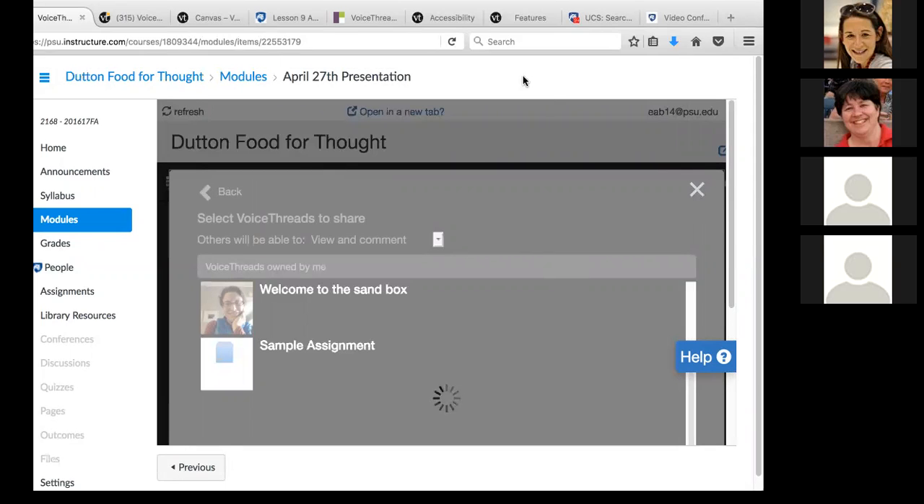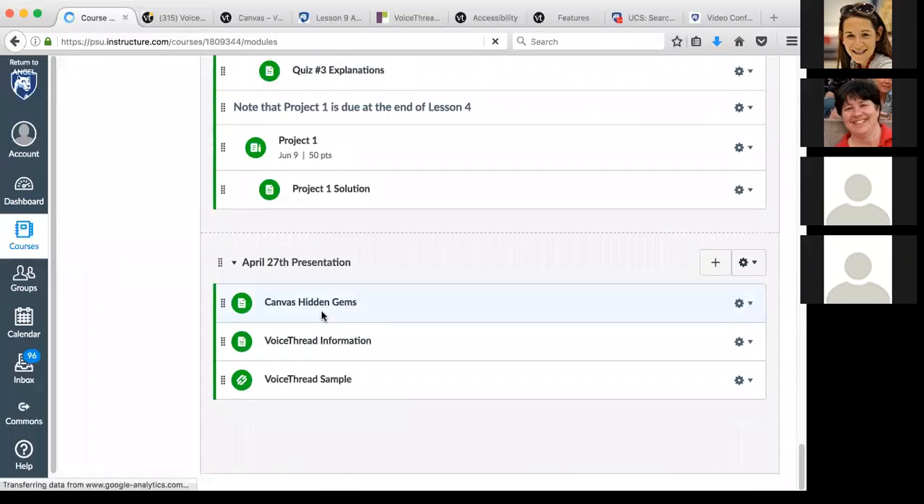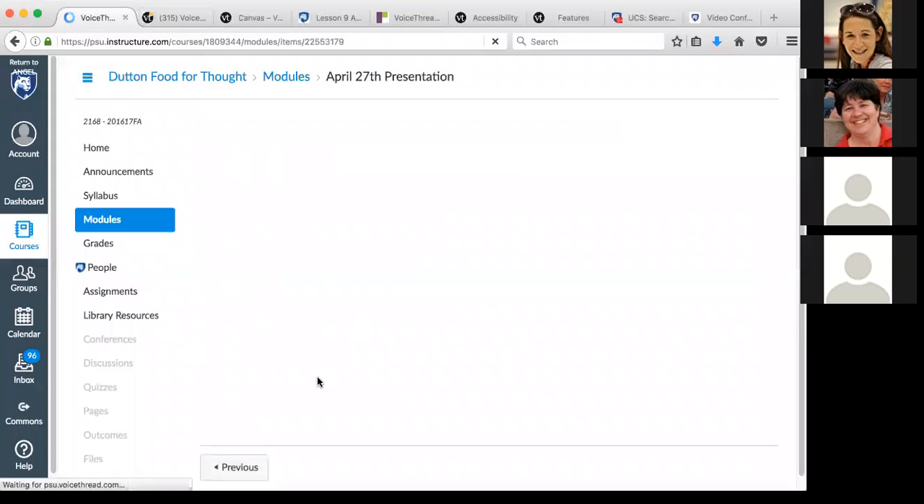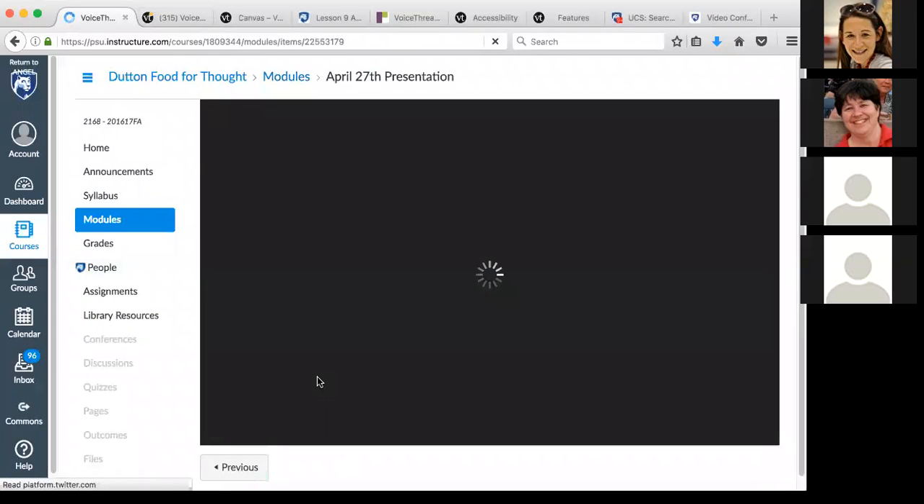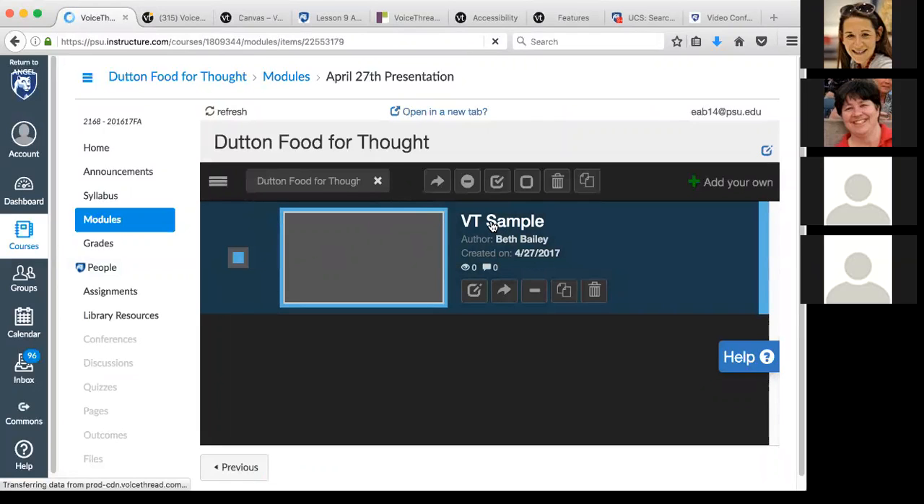It's definitely there, because when I go into the course, it shows up. So modules, and click on it again. Okay, let's try that. Because you'll see your VoiceThread sample. There it is. Okay, excellent. So basically this is what you would do, and the students would go into the actual sample and then they can respond to it as you wish.